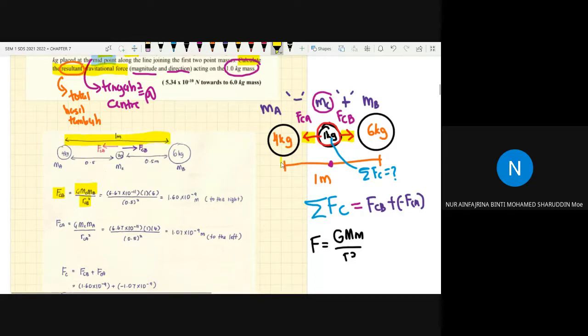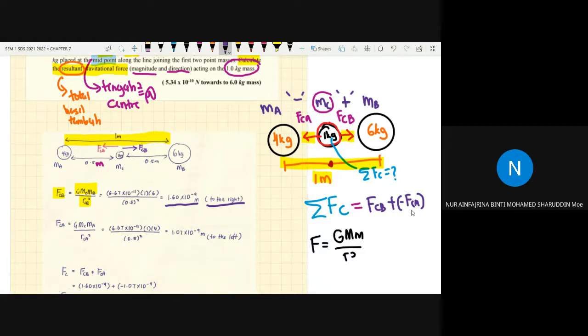Kan? 1 meter. Jadi, kalau dia berada dekat tengah-tengah, dari A ke C berapa? Berapakah dari A ke C? 0.5. Very good. Dia adalah 0.5 meter. Sama juga dari C ke B adalah 0.5 meter. So, awak masukkan maklumat dekat dalam formula ini, you will get one answer. So, contohnya macam FCB ni sekarang, dia to the right. Okay, awak dah cari FCB.